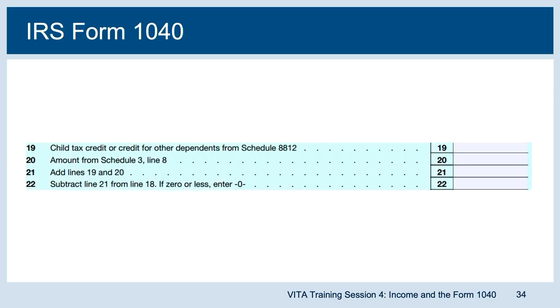Line 19 will include the child tax credit based on the eligible dependents or the credit for other dependents. IRS Schedule 3 is used to report non-refundable credits. A non-refundable credit is a dollar-for-dollar reduction to the tax liability down to zero. The child tax credit and other non-refundable credits are discussed further in Training Session 6. Line 20, carry over the total from Schedule 3, Line 8. Line 21, add lines 19 and 20. Line 22, subtract line 21 from line 18.